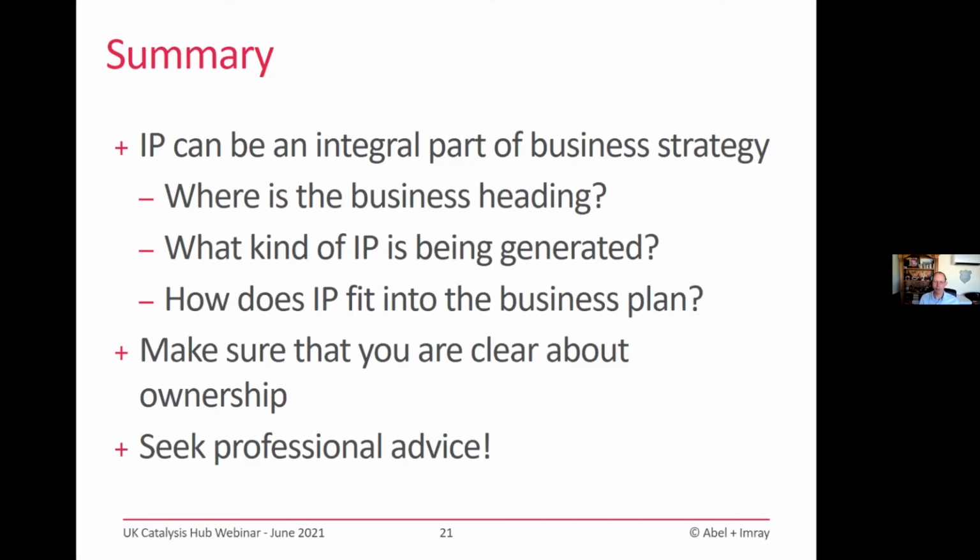And seek professional advice. Kate and I are friendly people. I'm happy to talk to you. We generally, as a matter of course, will speak to people for an initial consultation without charging anything, and then we can see where we go from there. But much better to get that all lined up in advance than get into a pickle later on.